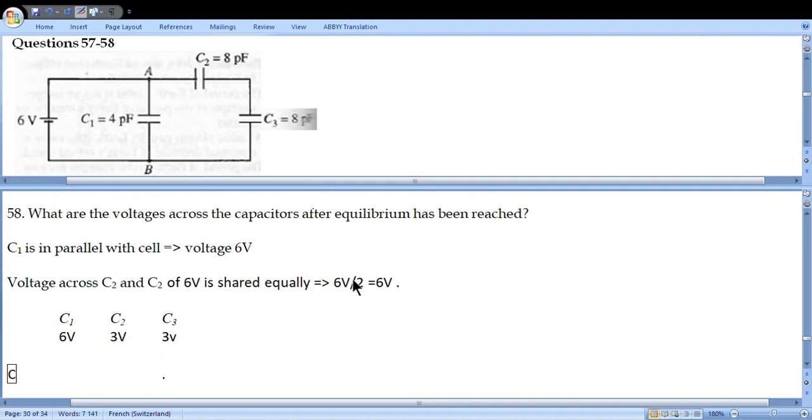What are the voltages across the capacitors after the equilibrium has been reached? So C1 is in parallel with the cell, so the voltage should be 6 volts to stop the current flowing. This voltage is between A and B. So this voltage is shared by C2 and C3. And because they are identical, they share it equally. So 3 volt here and 3 volt here. So we get C1 6 volt, C2 3 volt, and C3 3 volt.